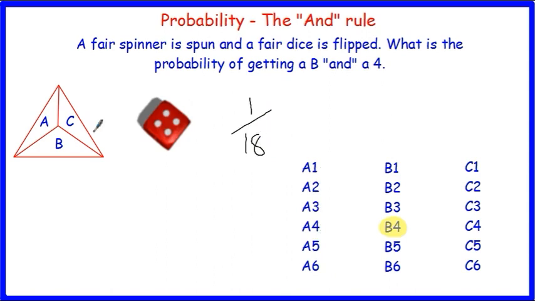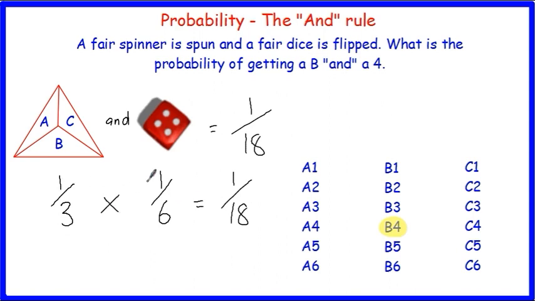So a B and a 4 equals 1 over 18. But the probability of getting a B is 1/3. The probability of getting a 4 is 1/6. And I know that gives me 1/18. So what operation will I have to put here to get this? It would be multiply, because 1 times 1 is 1, and 3 times 6 is 18. So the AND rule is equal to multiply. So if you see the word AND in probability, you will multiply.